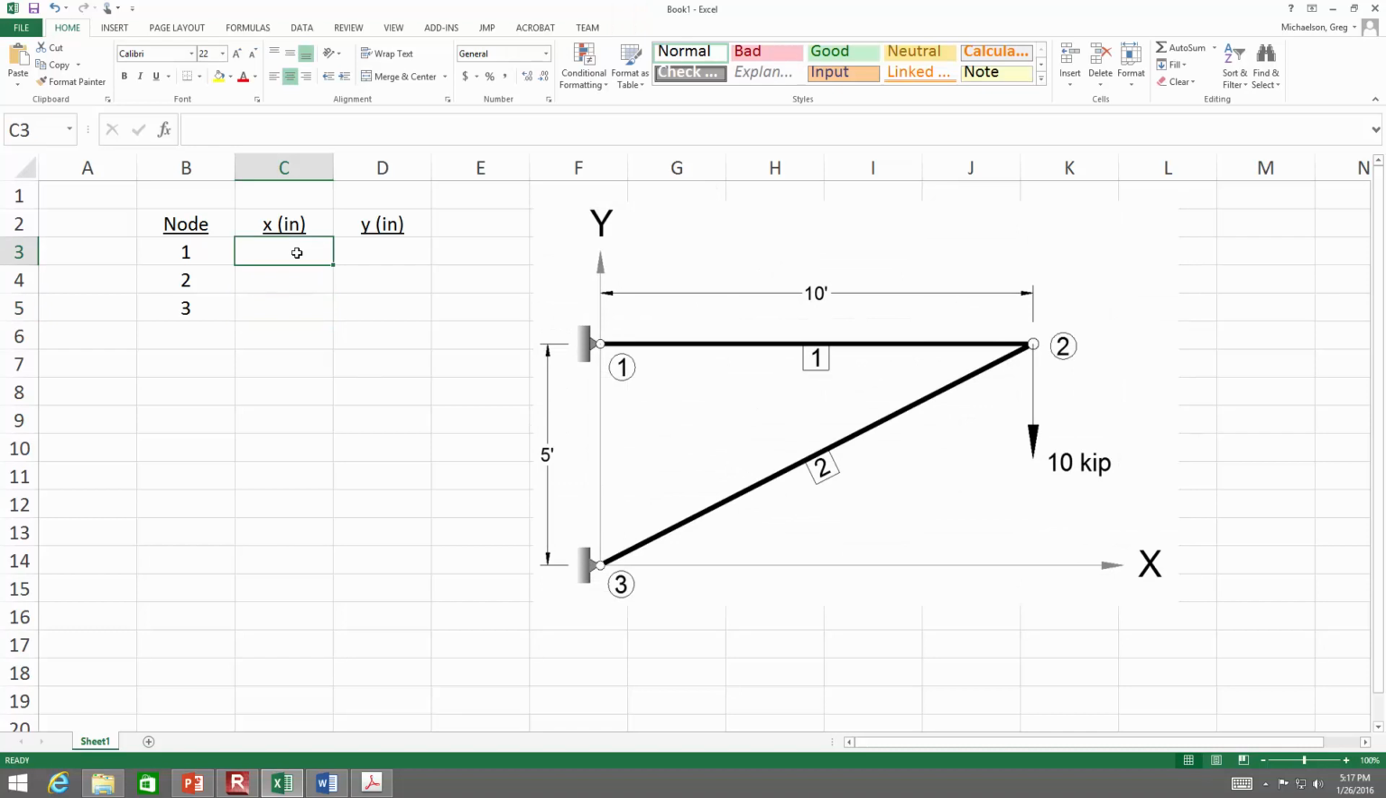Okay. All right, let's start off with a simple one. What are the coordinates of node number 3? 0, 0. Right? Okay. Now, what are the coordinates then of node number 1? 0, 60. We got to maintain a consistent unit system.